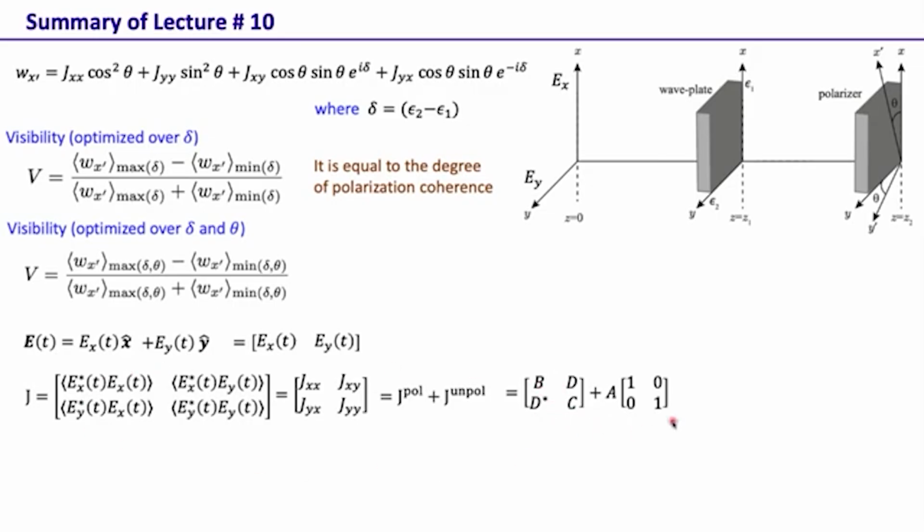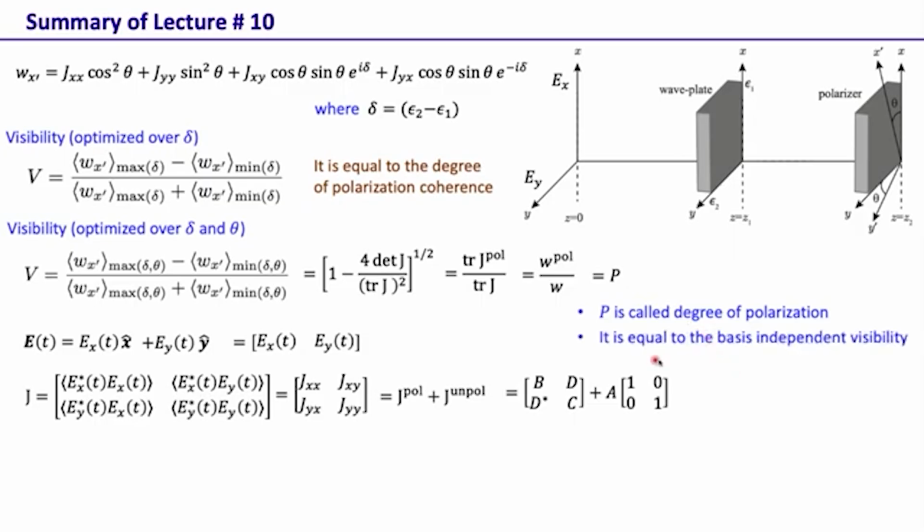Okay, so once we had this formulation, we saw that the visibility can be written like this, which is 1 minus 4 determinant of J divided by the trace of J square, and the whole thing raised to the power half. Once we utilize this decomposition, we saw that this can be written as trace of J polarized divided by trace of J, which is basically the intensity associated with the polarized part divided by the total intensity, and this we call the degree of polarization. It is a basis independent quantity, and it is equal to this visibility, which is also a basis independent quantity. So this is what we did.